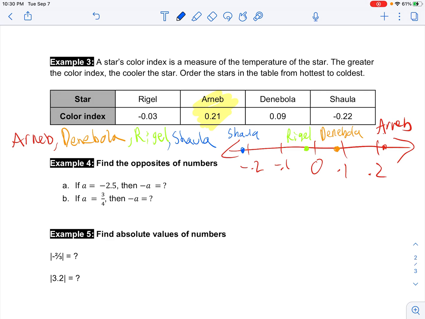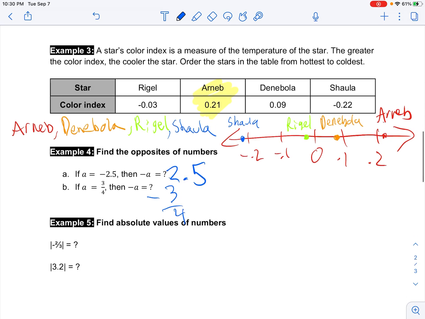Opposites, fairly easy. If A equals negative 2.5, then negative A, the opposite, is positive 2.5. If A equals 3/4, then what's the opposite, or negative A? That's going to be negative 3/4.